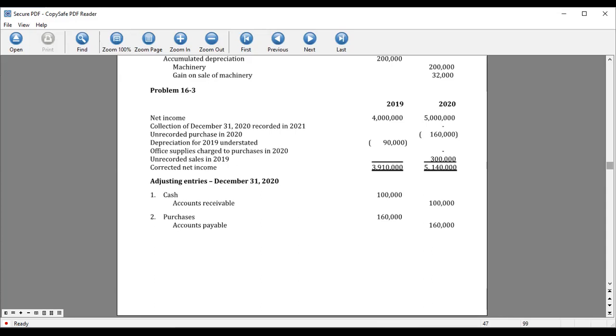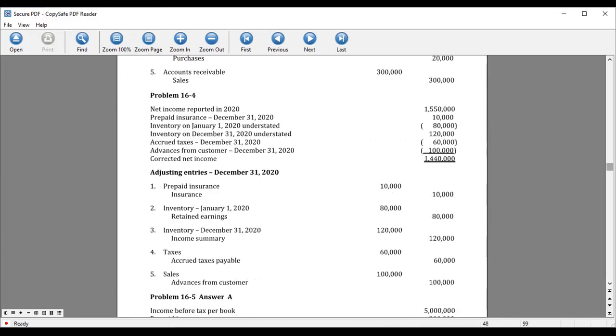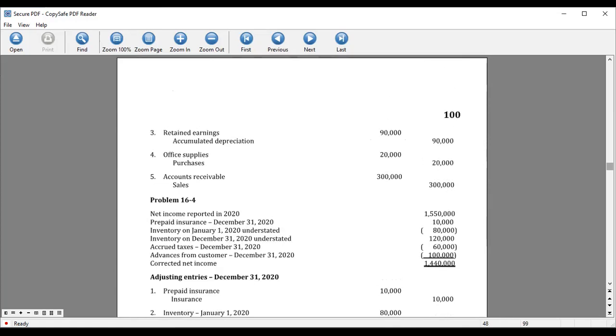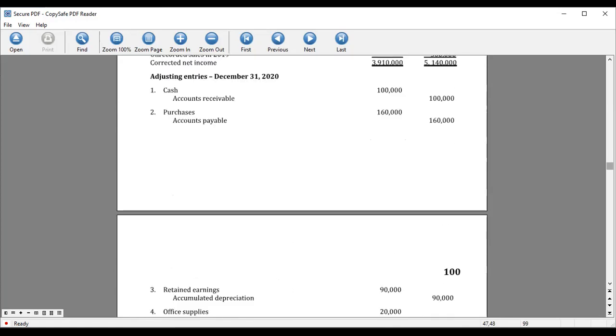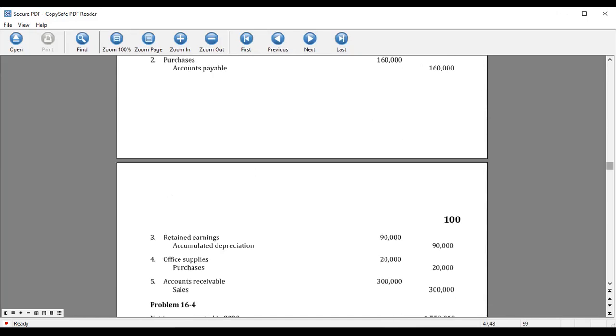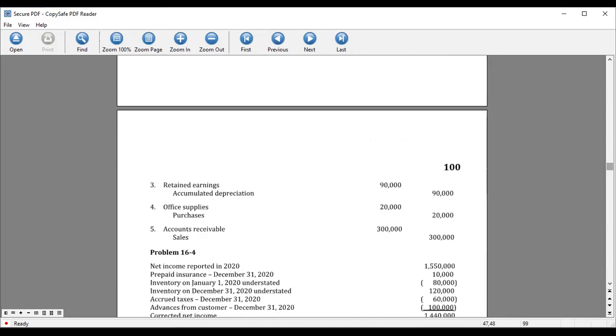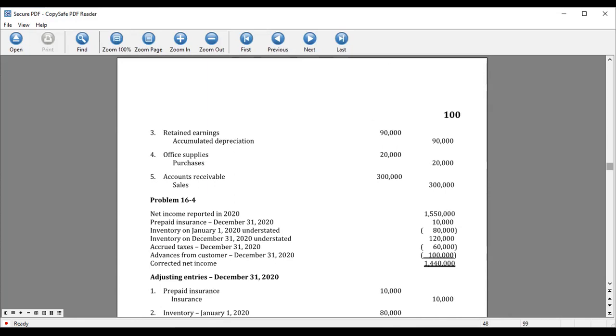Next, we have number 16, do we have more entries here for number 3? Debit retained earnings, credit accumulated depreciation, for the understatement of depreciation. Actually, we already debit retained earnings. Depreciation was understated in 2019, so prior year.